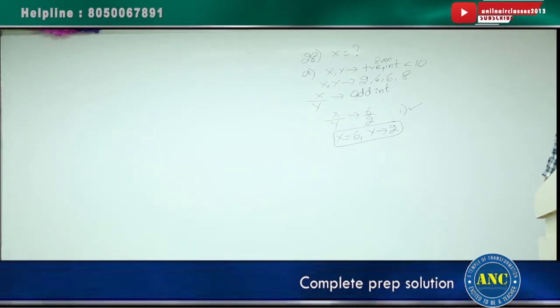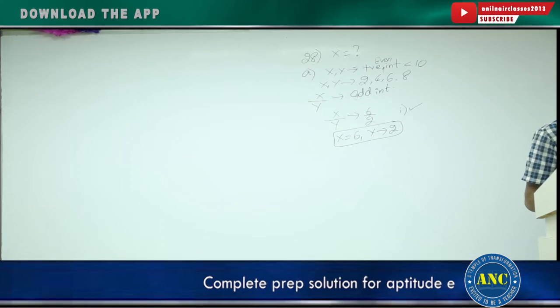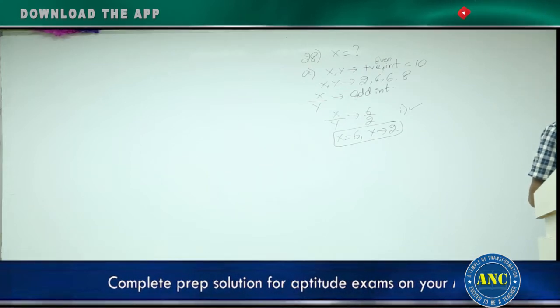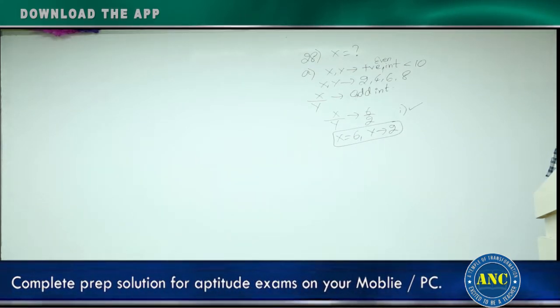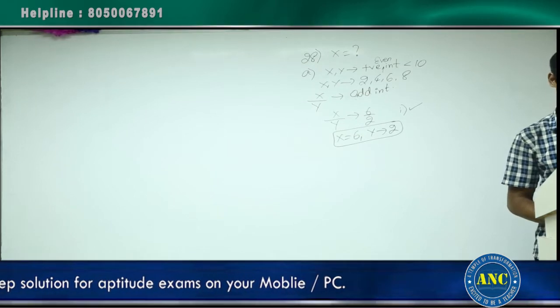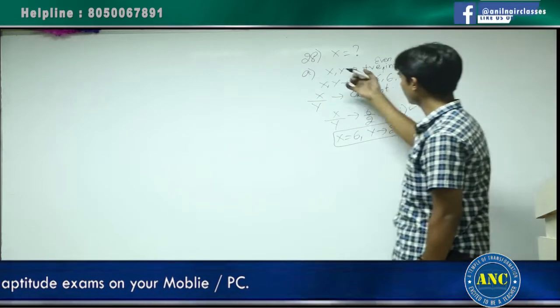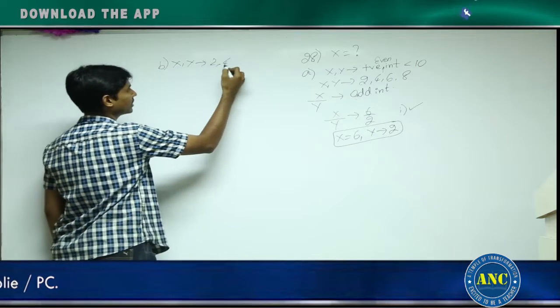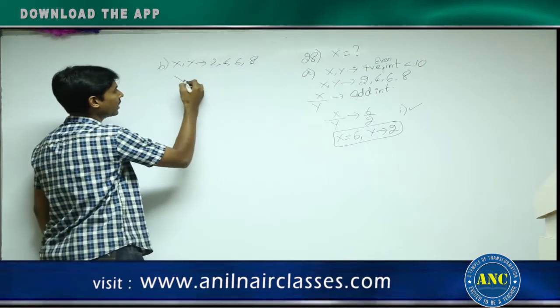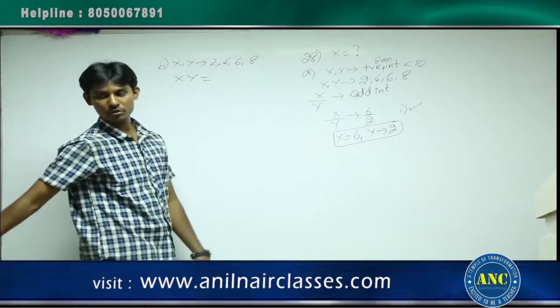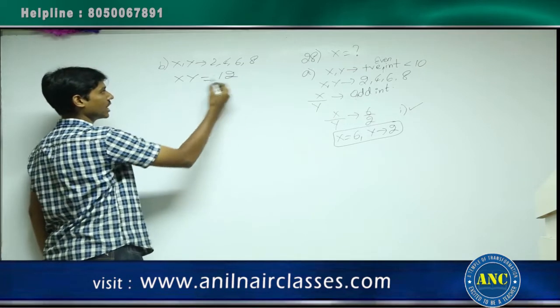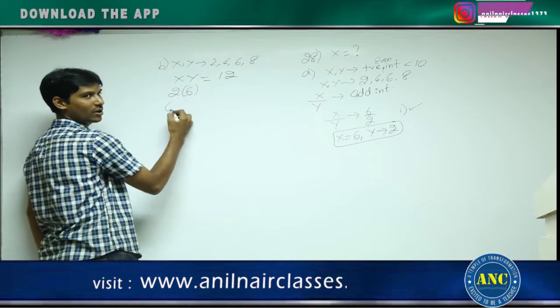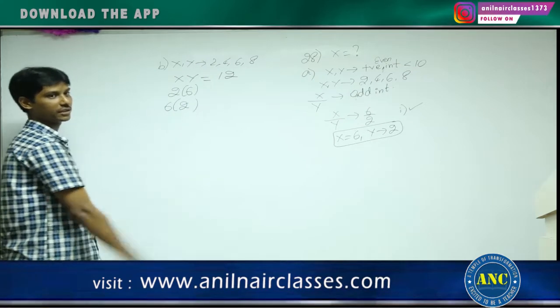Similarly, please see the second statement. Statement 2 alone: x and y are even integers, each less than 10, and the product of x and y is 12. Same condition, so x and y can be 2, 4, 6, 8. The product is 12, so it can be 2 into 6 or 6 into 2.